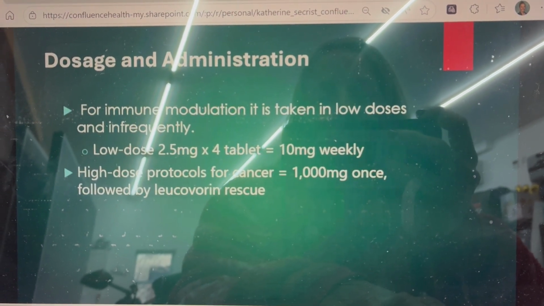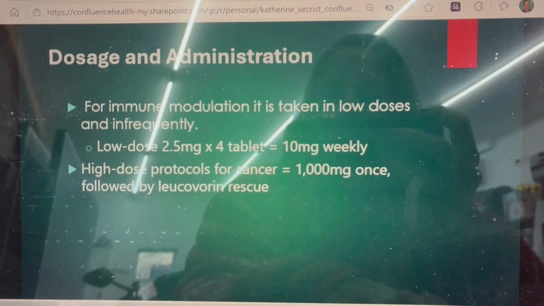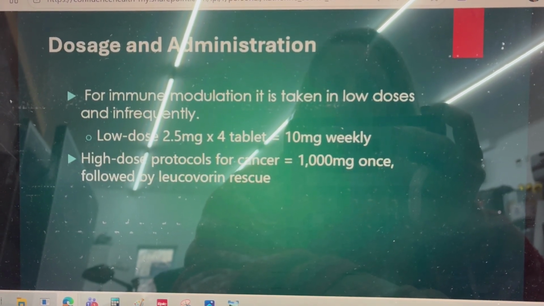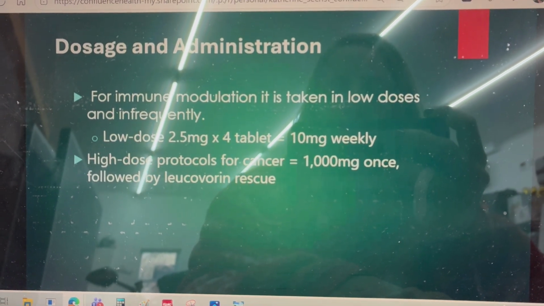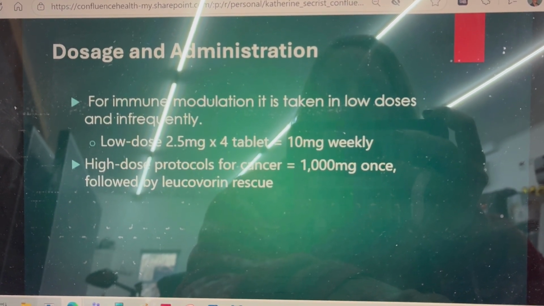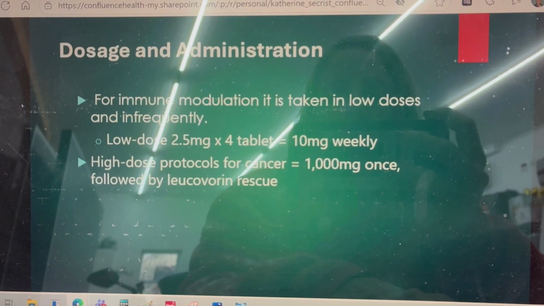Dosage and administration. For immune modulation, it is taken in low doses and infrequently. This is commonly how our patient population would use it. Low dose is 2.5 milligrams, and one of our patients is taking 4 tablets, which is 10 milligrams weekly.